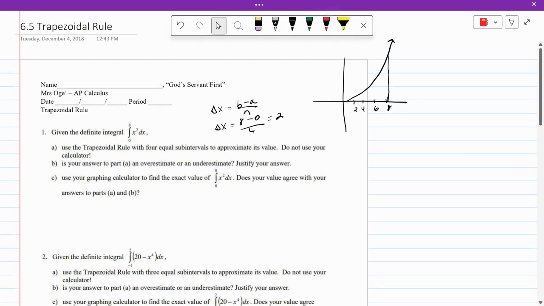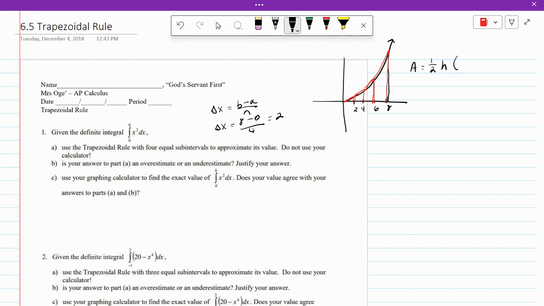So the trapezoids are going to look something like this. Let's draw in red. Trapezoids look something like this. It's going to be here, and the next trapezoid is going to be here, and the next trapezoid is going to be here. So a little bit better estimate than a rectangle.